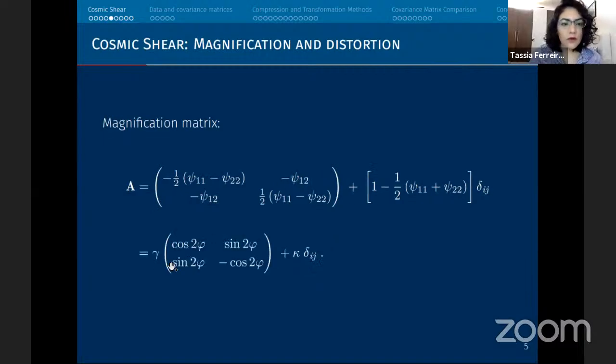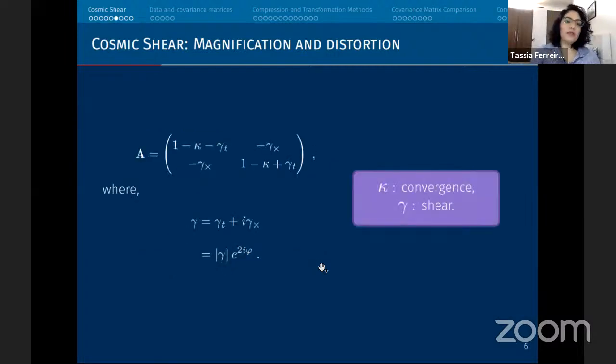Okay, so we can further rewrite this. This whole term here we'll call kappa, which is the convergence. And this first term here is represented by the shear. And here we have a rotation matrix. And this angle psi here is just the angle between the 2 components of theta.